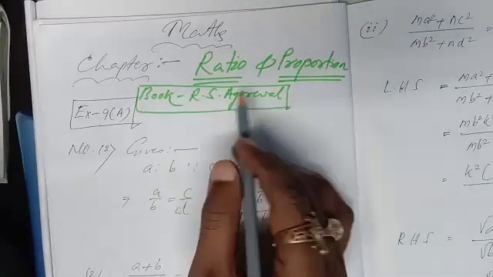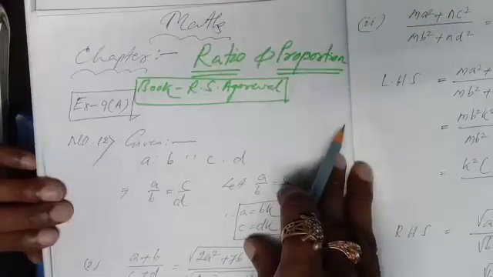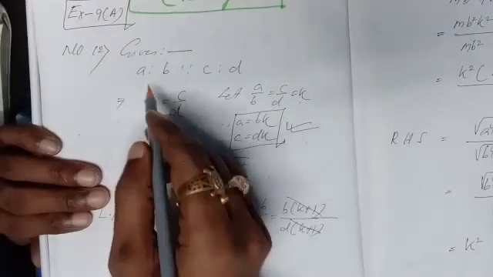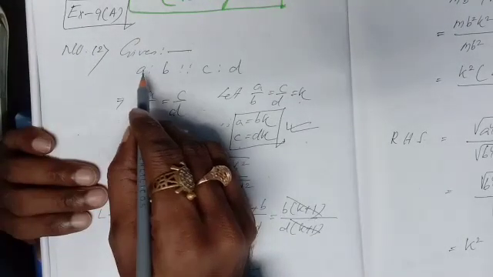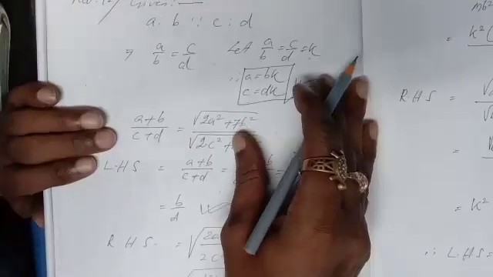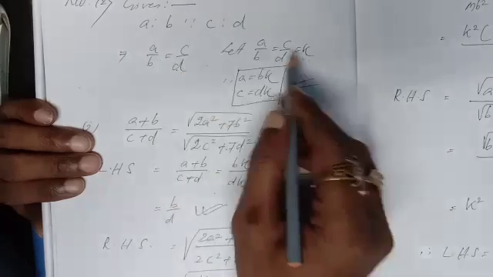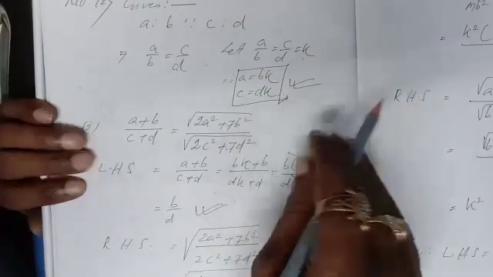Math chapter ratio and proportion from the book R.S. Agarwal, exercise 9A. First of all, write what is given in this question: A by B is equal to C by D. That means you have to take A by B is equal to C by D as K. A equals BK, C equals DK.